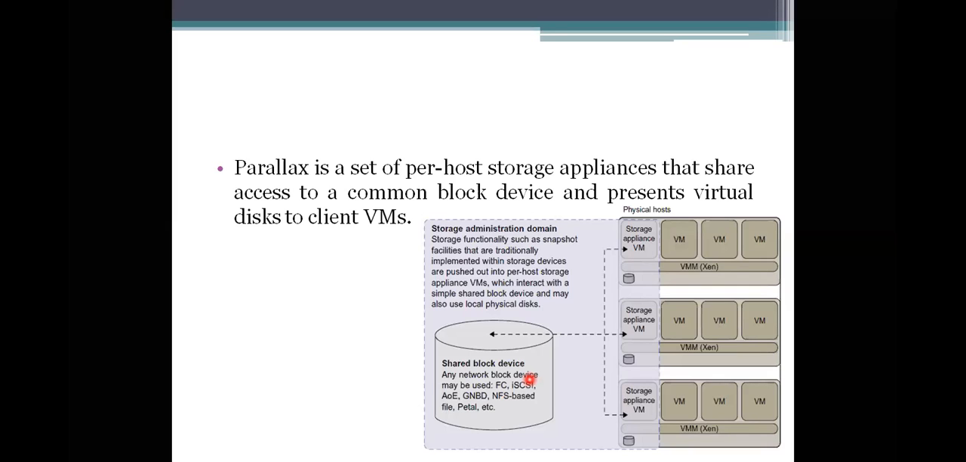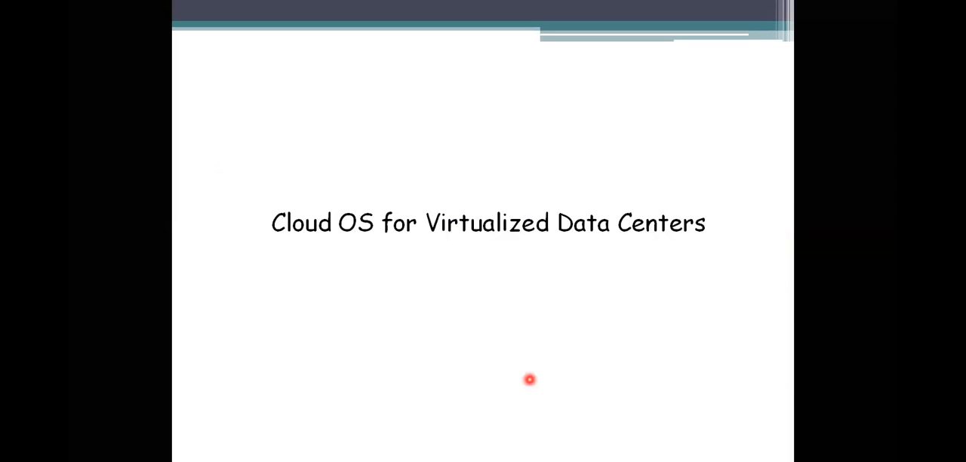So there is no need to access the data from the physical host here. The virtual machines will take the privilege of accessing this shared space and get the data they require. That is the method being executed, and it is called Parallax, because it is a set of host storage appliances which use shared access to the common block devices presented as the virtual disk.